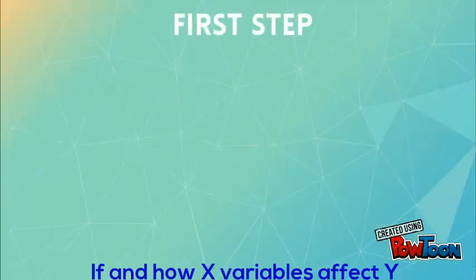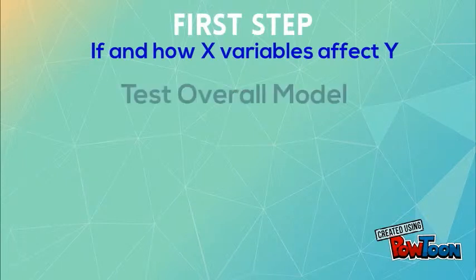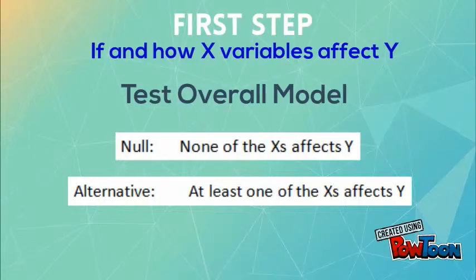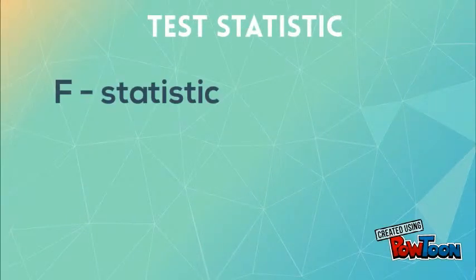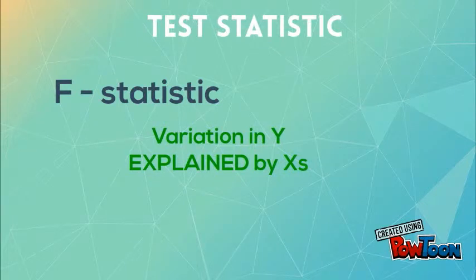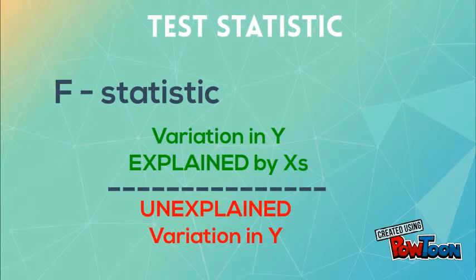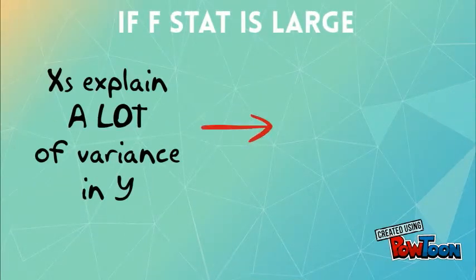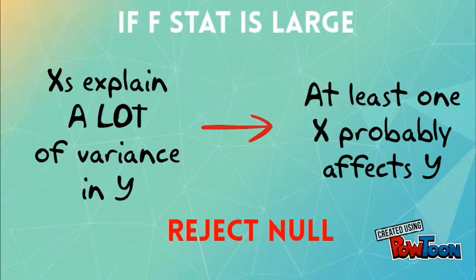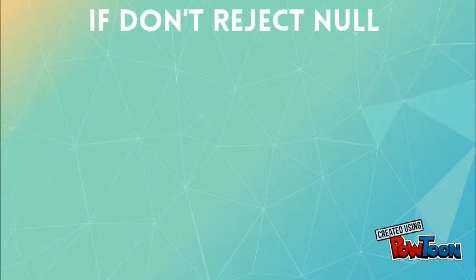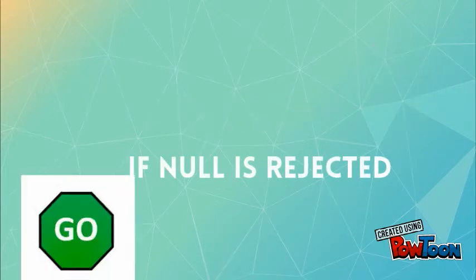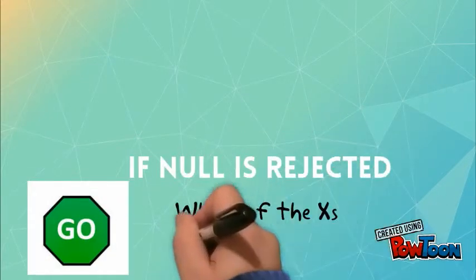The first step in determining if and how the independent variables affect y is to test the overall model. The null hypothesis states that none of the x's affects y, while the alternative states that at least one of the x's affects y. The test statistic is an F statistic representing the amount of variation in y that is explained by the x's divided by the amount of unexplained variation. If the F is large, statistically speaking, a large amount of variance is explained, so at least one of the x's is probably affecting y, and we reject the null. If we do not reject the null in this step, the model is considered ineffective and no further analysis is done. But if the null is rejected, we next want to determine which of the x's affect y.